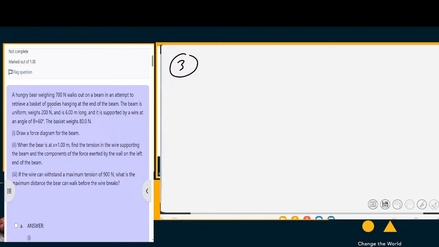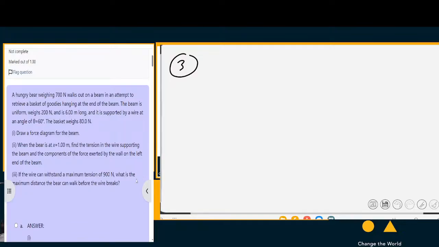A hungry bear weighing 700 newtons walks on a beam in an attempt to retrieve a basket of goodies hanging at the end of the beam. The beam is uniform, weighs 200 newtons, and is 6 meters long and is supported by a wire at an angle of 60 degrees. The basket weighs 80 newtons. They ask us first, show a force diagram of the situation.